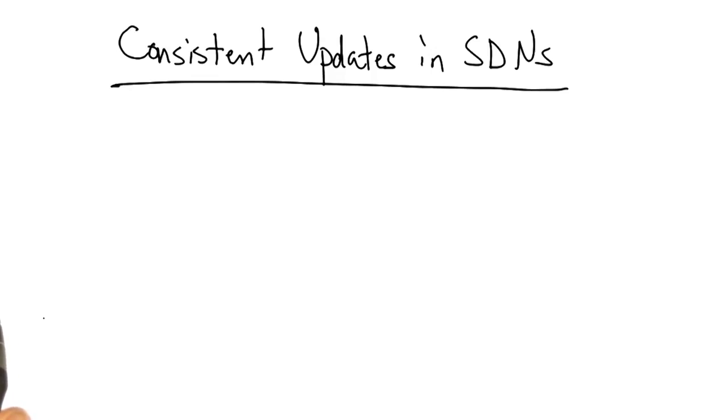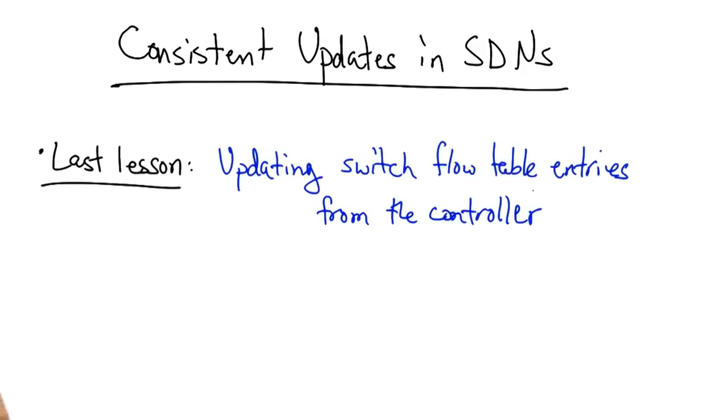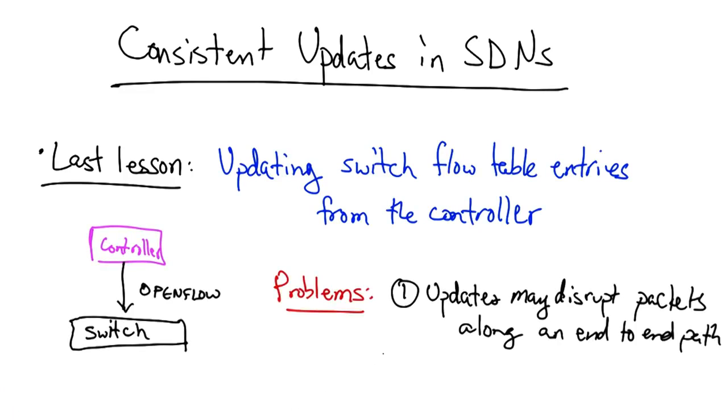In this lesson, we'll be exploring consistent updates in SDNs. As a reminder, from last lesson, we looked at how to update switch flow table entries using OpenFlow control commands from the controller. The OpenFlow API, however, does not provide specific guarantees about the level of consistency that packets along an end-to-end path can experience.